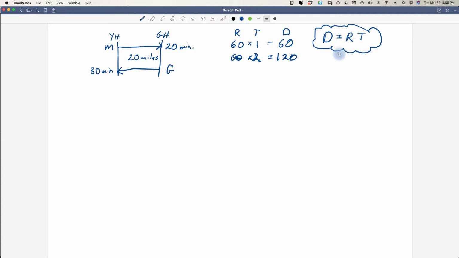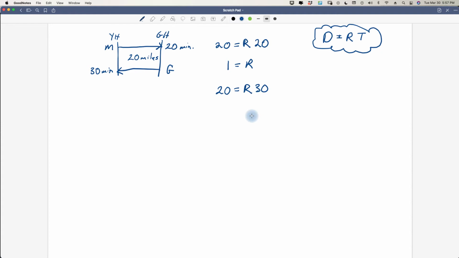So let's go back to our problem. Let's see if we can figure out the rate of speed that grandma and mom are driving. Okay, so given this formula, we know what the distance is. We know that it's 20 miles. And we know that we don't know what mom's rate of speed is, but we know that it takes her 20 minutes. So basically, if we divide both sides by 20, then mom's rate of speed is 1 mile per minute. Okay?